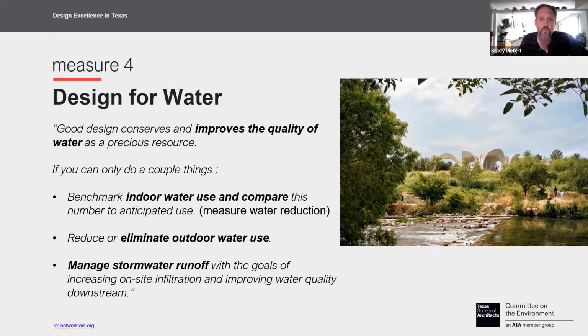Reduce or eliminate outdoor water use. That goes back to the previous one about using native plants that don't require more water than we receive on an annual basis. Manage stormwater runoff with goals of increasing on-site infiltration and improving water quality downstream. Now commonly that's legislated with detention and retention ponds on the site and those things. And there's always more creative ways to pursue how to improve the quality of the water coming off our sites.